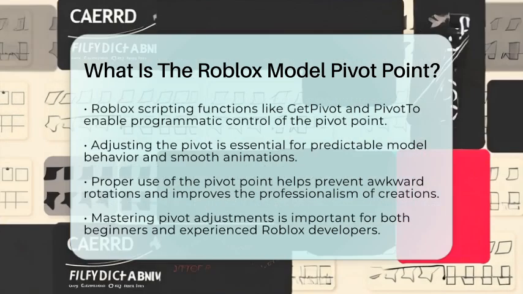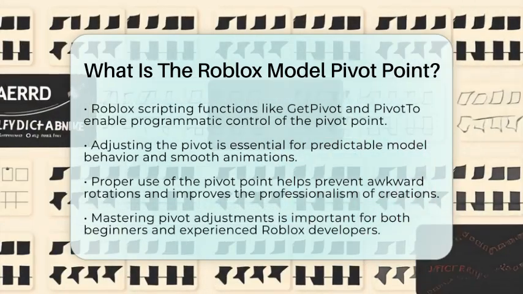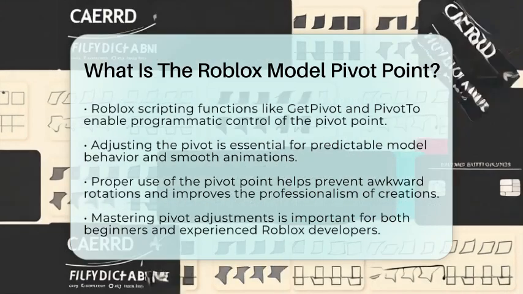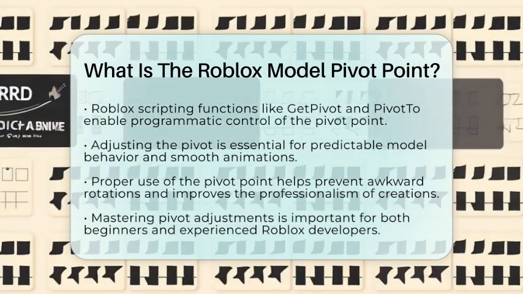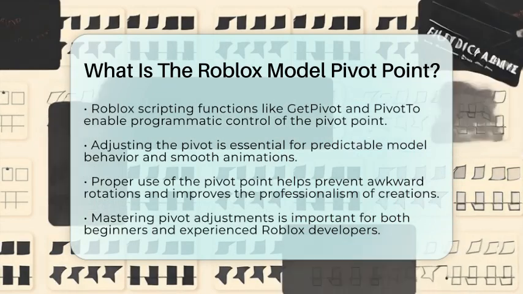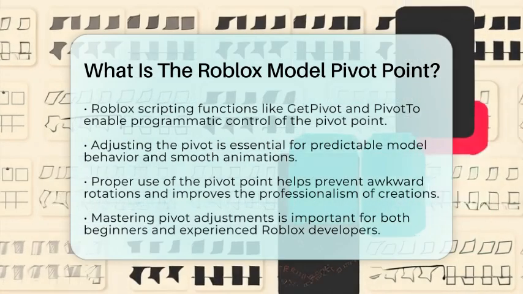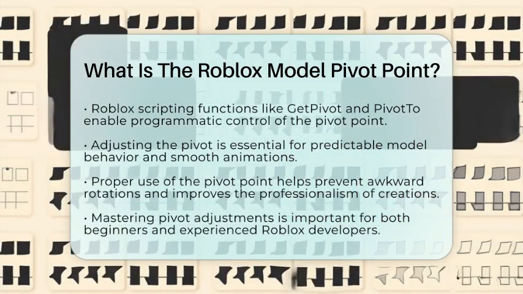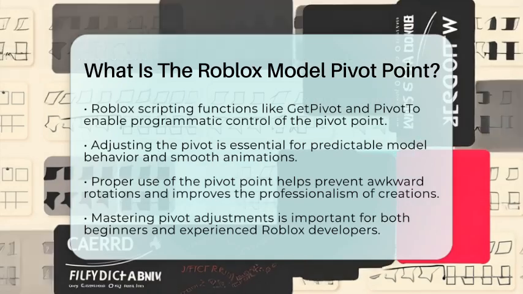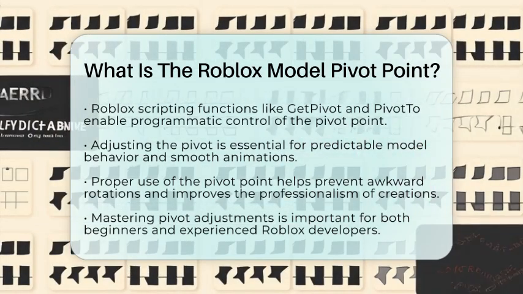Knowing how to adjust and use the pivot point is key for building models that behave predictably. Whether you're making a simple object or a complex scene, the pivot point helps you control how your models move and rotate. It prevents awkward rotations and makes your creations look more professional.